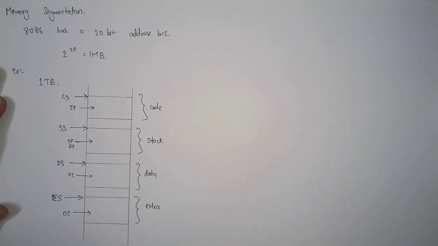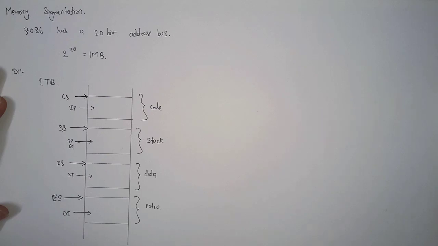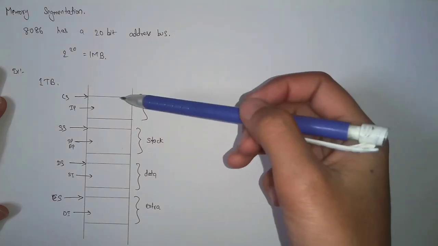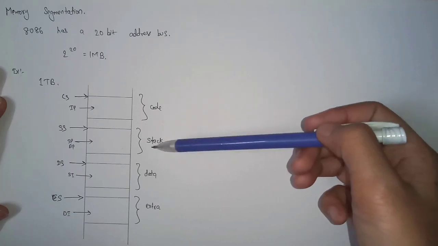But is it necessary for us to get that real address? No, right? We don't care about it, but the processors do care about it. They want the physical address to retrieve that data and show it to you. So it has 1 trillion locations and addresses, but as a programmer we don't want that headache. We want simplicity. So this memory of 1 MB is divided into 4 sections: code segment, stack segment, data segment and extra segment.